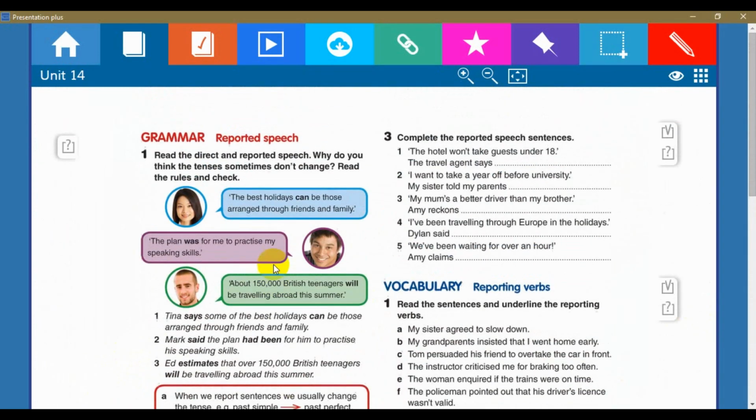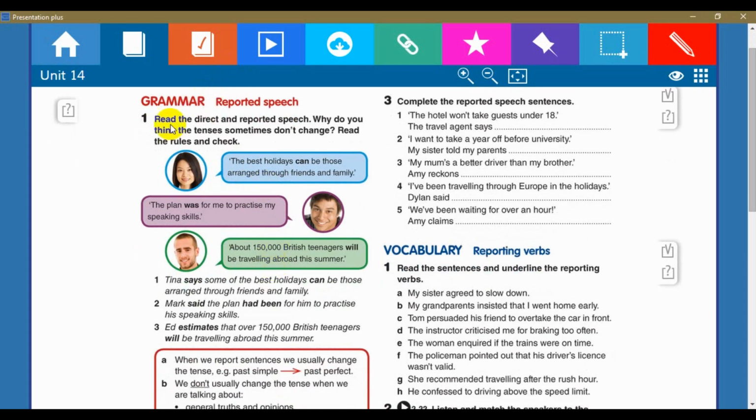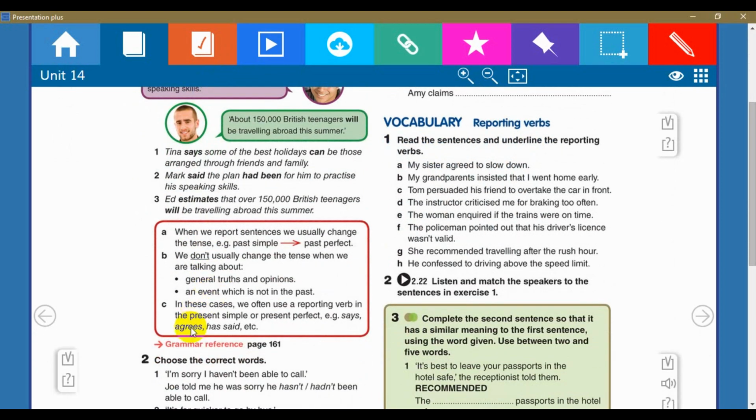In this section, it is related to the grammar exercises, and the grammar that we are going to check in here is reported speech. Remember that all the explanation that I gave you in the video before is going to be useful in order to answer the questions in here. So with the information that I already gave you in the video, you can answer point number 1 and develop these exercises. And if you have any doubt, you can go to the grammar reference on page 161. Over there, you are going to have some extra information, and maybe you are going to have some doubts.